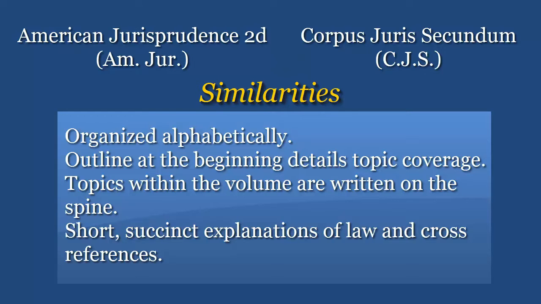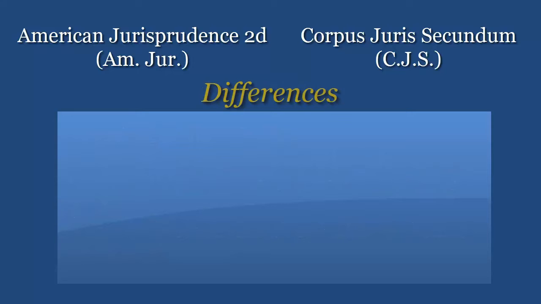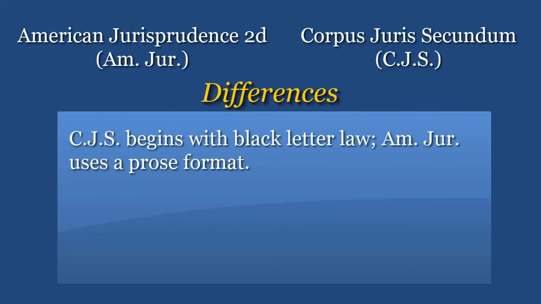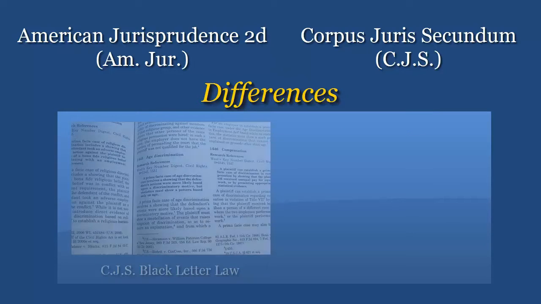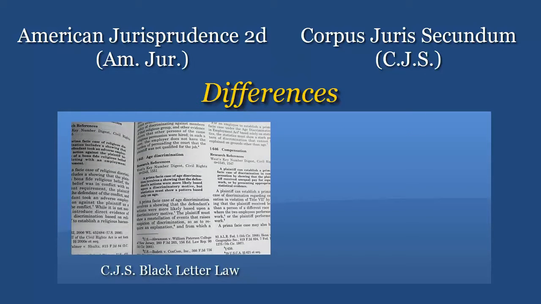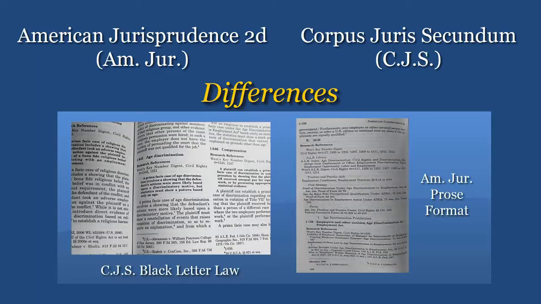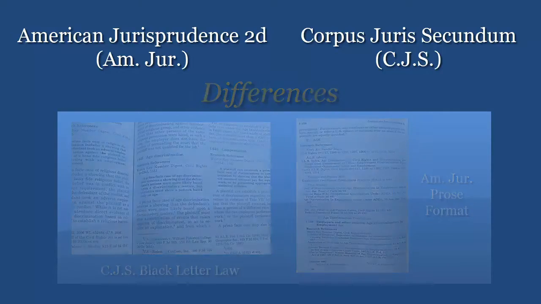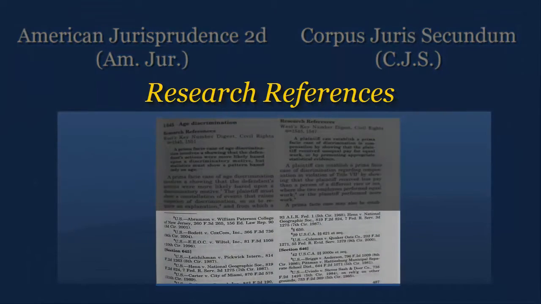Essentially, both AmJur and CJS contain similar information, the only difference is in format. CJS begins its entries with a black letter statement of the law, whereas AmJur defines the legal topic in prose format. Note the case law footnotes. Secondary sources are also useful ways to find primary sources, such as case law.